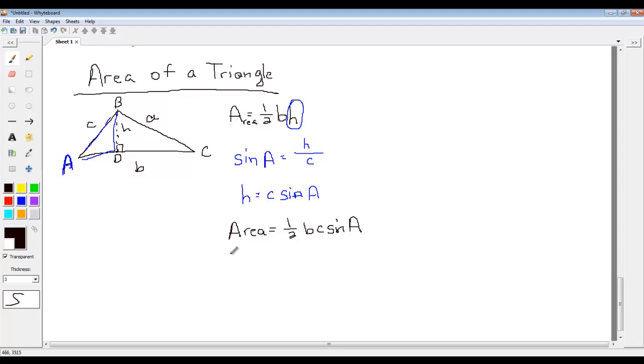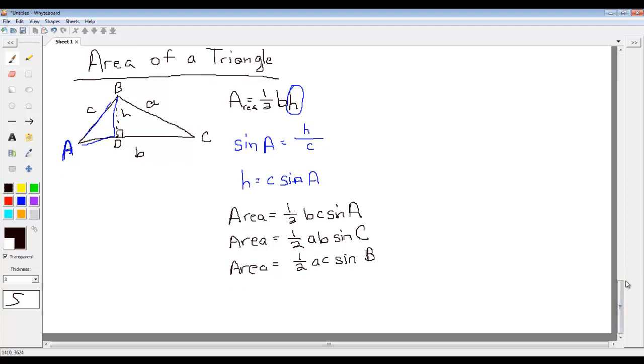It turns out there's other variations. Instead of using B and C, you can use A and B. And in that case, if you use sine C, you're going to use all three letters. Like if you use B and C here, you'll have angle A. If you use A and B here, you'll have angle C. Or if you use A and C here, you'll have angle B. So you end up using all three letters in some way, in some fashion.